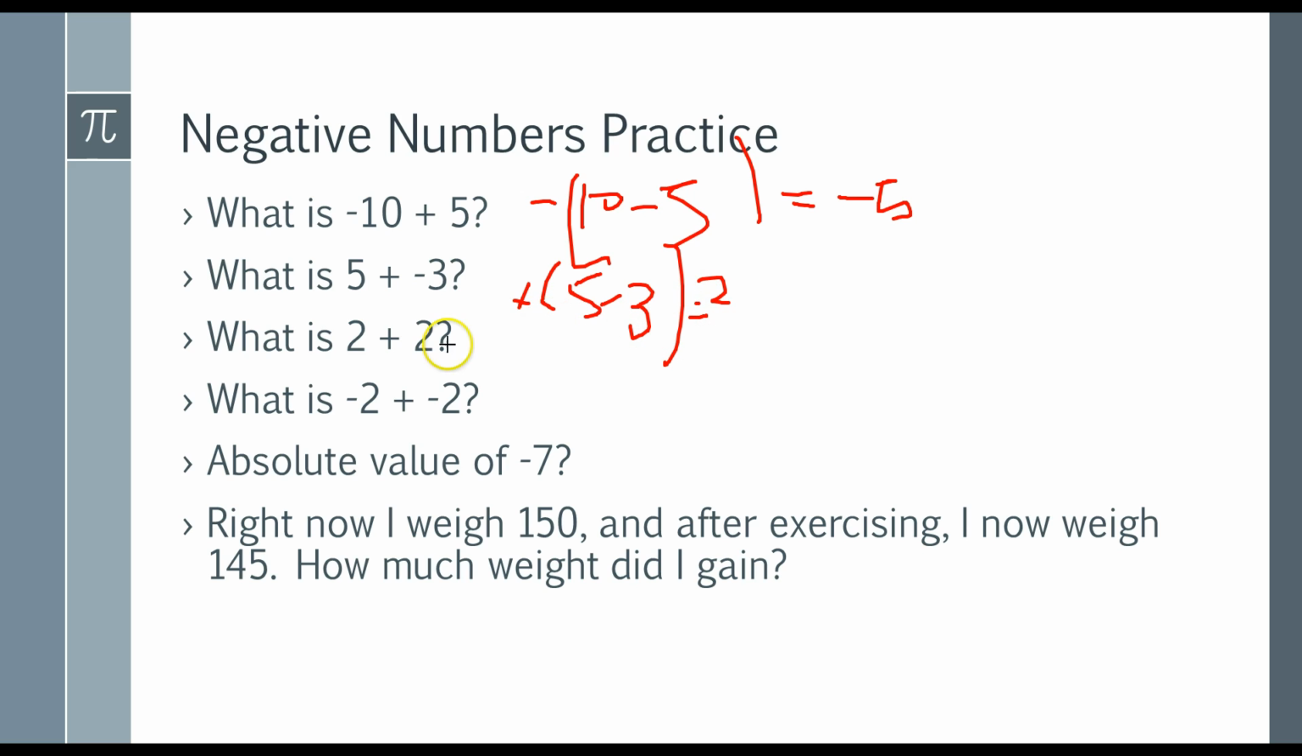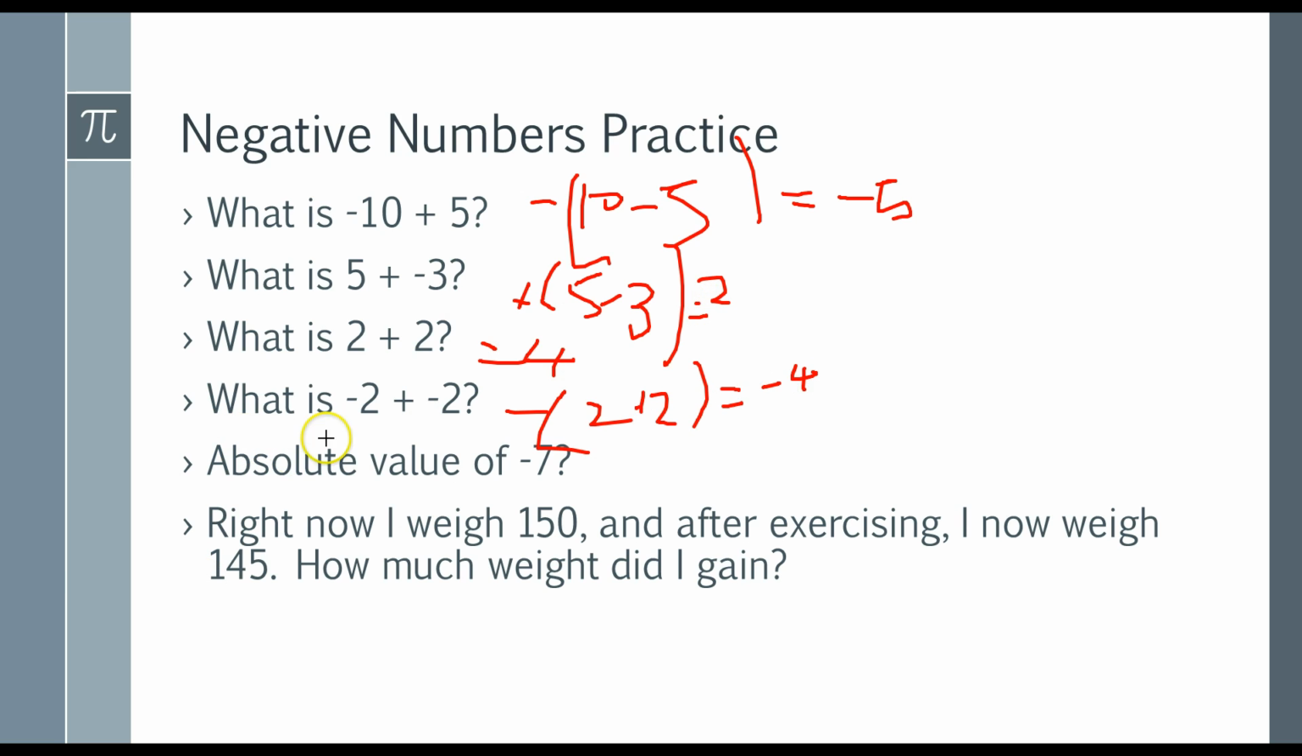So what is 2 plus 2? Trick question, there's no trick to it. It's just 4. And what is negative 2 plus negative 2? Since the two are the same sign and they're both negative, we just stick the negative in front of the whole thing. 2 plus 2, we get negative 4.